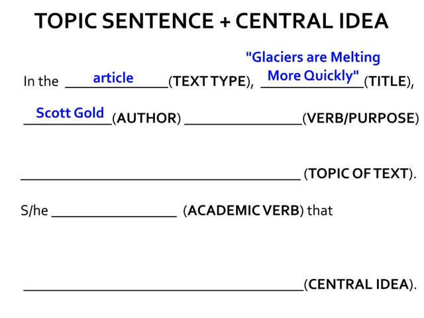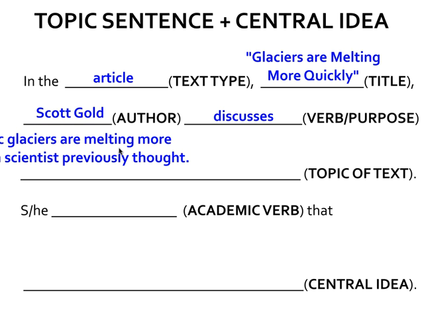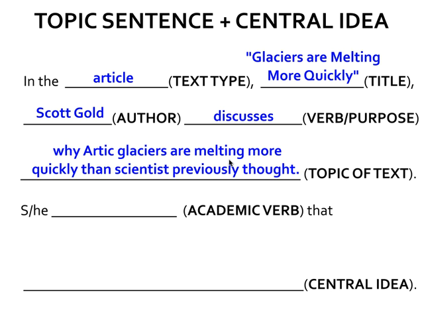And first I'm going to start with an academic verb. So an academic verb, remember, is going to be a verb that shows what the author is doing. So I'm going to say that the author discusses. If you look at the back of your summary template, you have a list of academic verbs. You can choose any of those. And then I'm going to include my purpose, right? Here's the topic of the text. So my first sentence reads like this. In the article, "Glaciers Are Melting More Quickly," Scott Gould discusses why Arctic glaciers are melting more quickly than scientists previously thought.